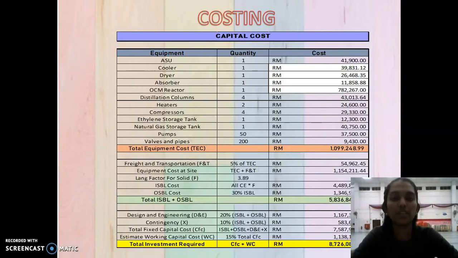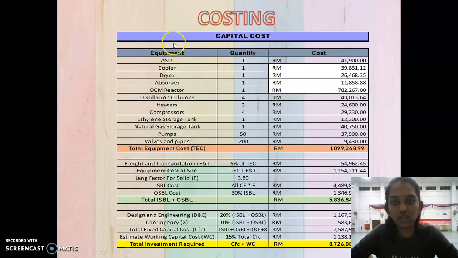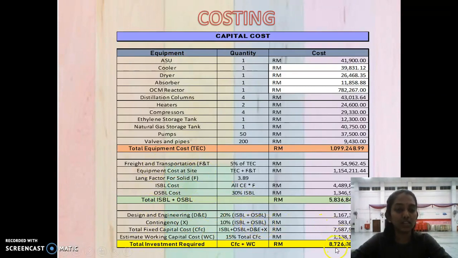So we have just completed all the units for the ethylene production. Now moving on to the costing of our ethylene production. So we will start with the capital cost. Capital cost includes all the equipments and also the ISBL, OSBL and so on. So the total investment required for the ethylene production is around 8,726,086.64 cents.